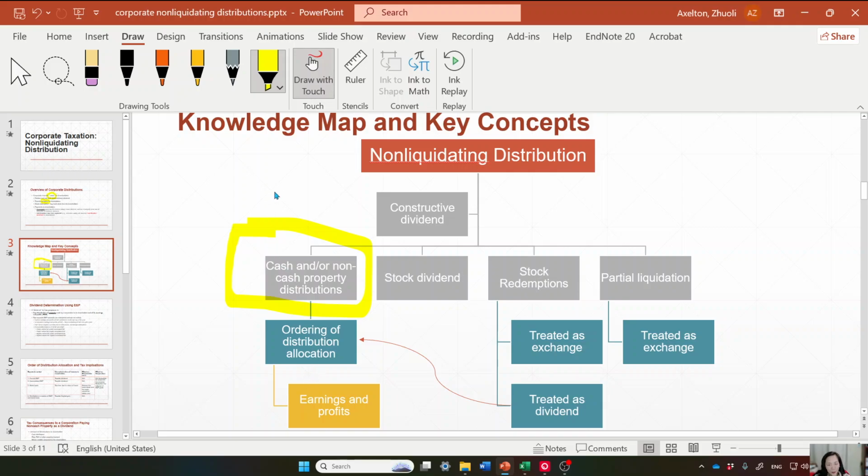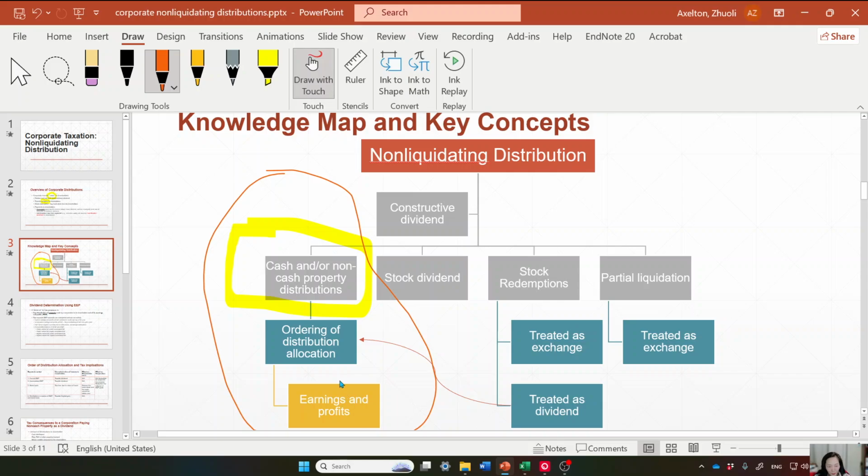To sum up, when you read the chapter, the key is right here. You want to truly understand the cash and non-cash property distribution, how to characterize the distribution, and how the earnings and profits are determined. The earnings and profits determination is something you can quickly scan through. You just want to quickly understand what types of adjustments go in. But for calculation purposes, we're not going to get into a full-blown calculation on the earnings and profits.